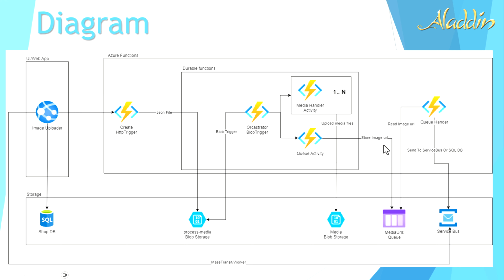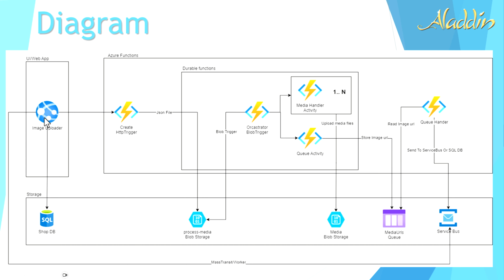The queue activity will send the data, sorry, the image URLs, to the media URLs queue. In the media URLs queue, there is someone waiting for this data, which we call the queue handler. So the queue handler will take the data. Here, I can send it to the SQL database straight away, or I can make it more professional and send it to a service bus. From the service bus or from the SQL server, I can use MassTransit or I can use a worker. Or, as I said, I can send it straight away to my database, but that would not be good.